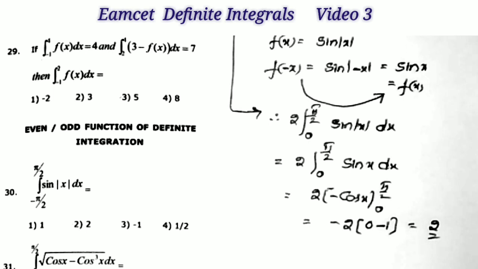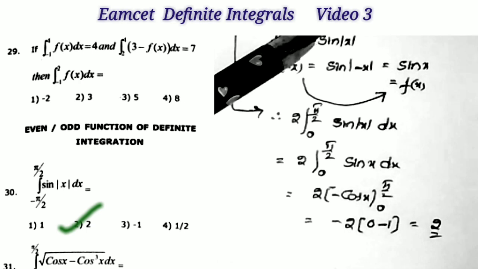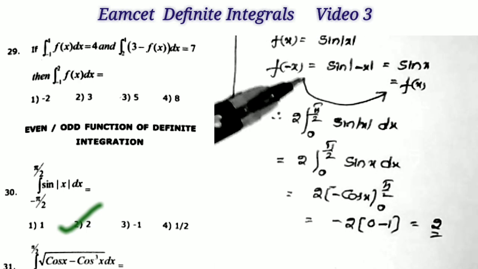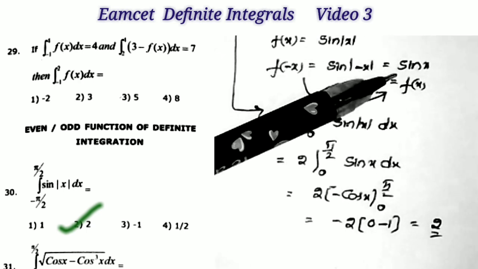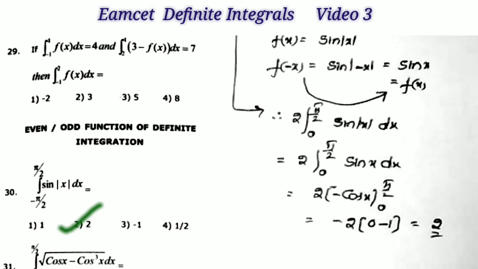First of all, we have to check whether it is an even function or an odd function. When we get an odd function, then directly we can tell that the answer is equal to 0, but here we get an even function, so we apply this formula and then find the answer. That's all. That is the procedure.